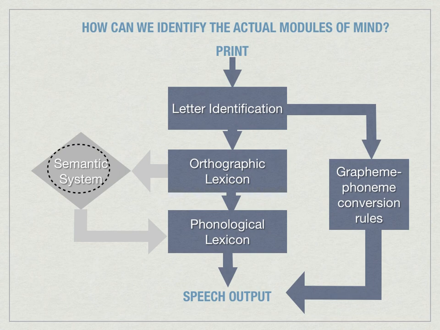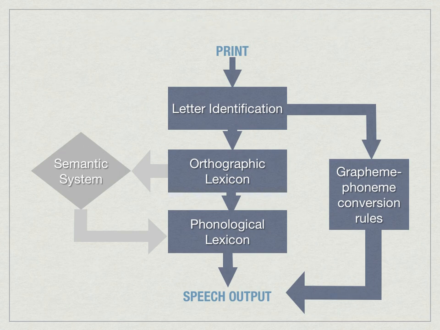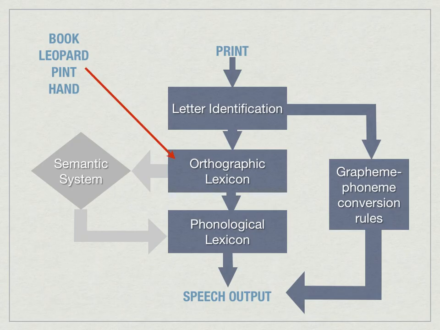Over on the left is the semantic system where the meaning of the word is stored. So let us now ask this question. Given a sequence of words, book, leopard, pint, hand, how does the system work to identify the pronunciation and the meaning? Well, take book, for example. We look up the word inside the orthographic lexicon, we find it, and we proceed to the phonological output lexicon where we find the pronunciation and we say, finally, out pops the speech output and we say book.